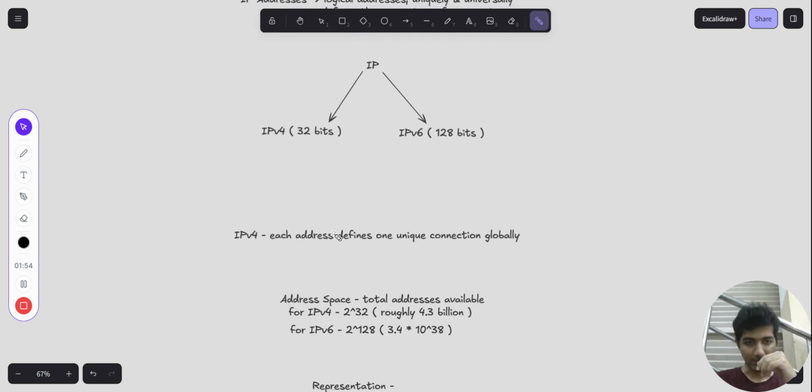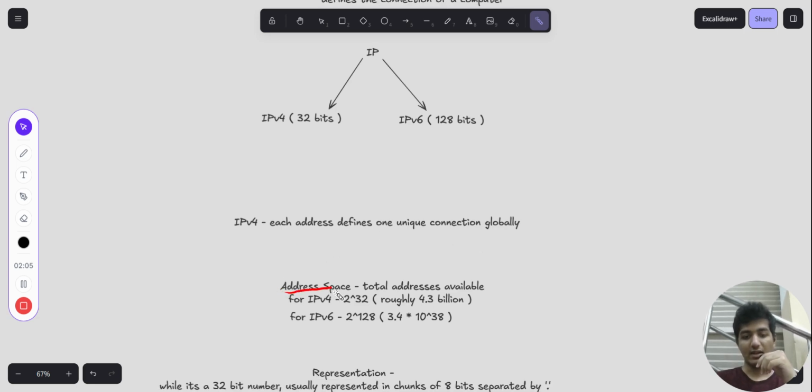Okay, so we'll start with IPv4. Each address, as we already learned, is a unique number that defines the connection globally. Now, what is address space? Address space is the total addresses available. So for 32 bits, which is 2 to the power 32, we have roughly 4.3 billion addresses available. In other words, if every system on Earth used IPv4, roughly 4.3 billion of them could connect to each other at once. Now, for IPv6, since the number is a lot larger, the total number of systems is incredibly large.